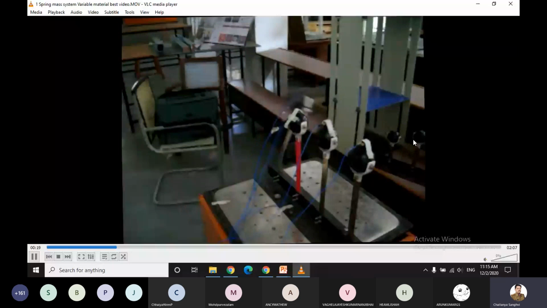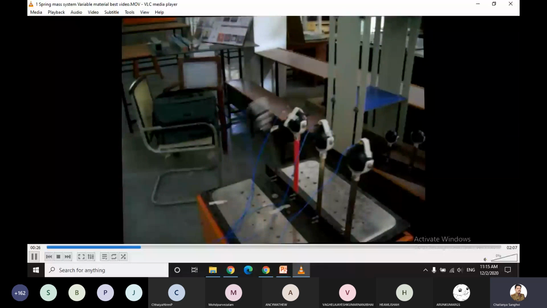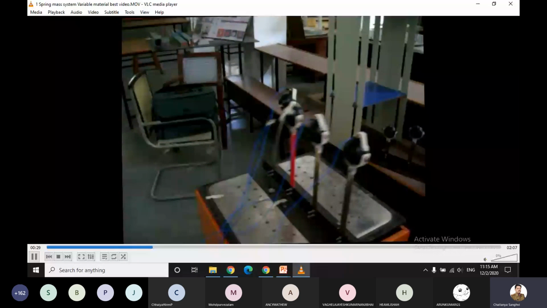You see, at low frequency, the first model is responding. If I increase the frequency again, then the next model starts responding now, right, with the increased frequency. And then if I increase the frequency, the third model starts vibrating. If I still increase the frequency, then the fourth starts vibrating, right? So you can understand resonance correctly, right? Okay.